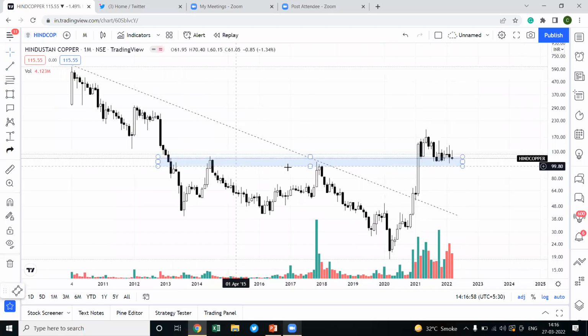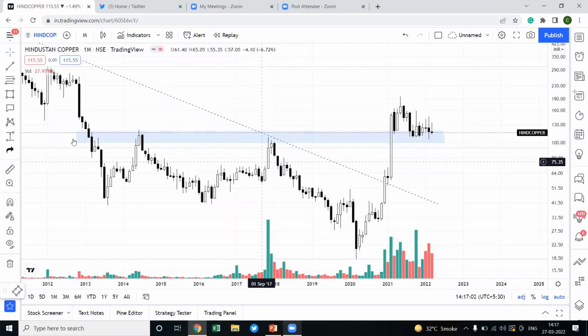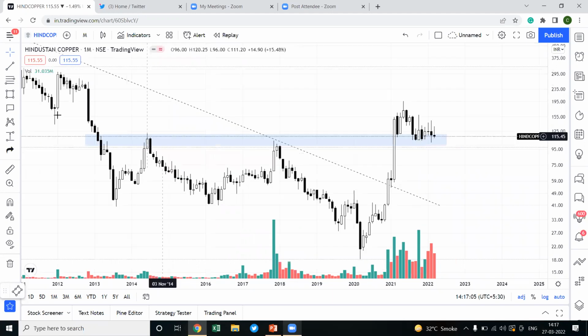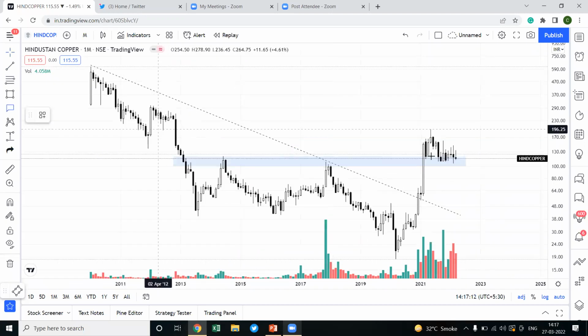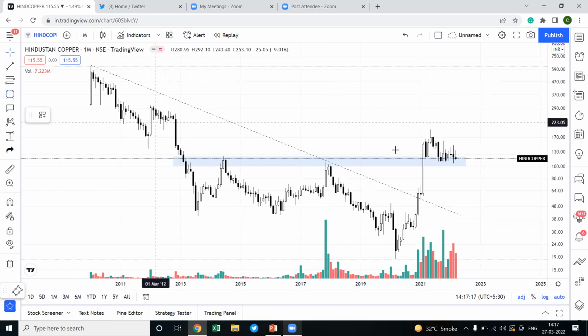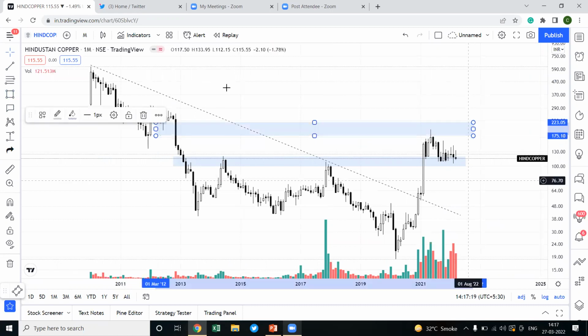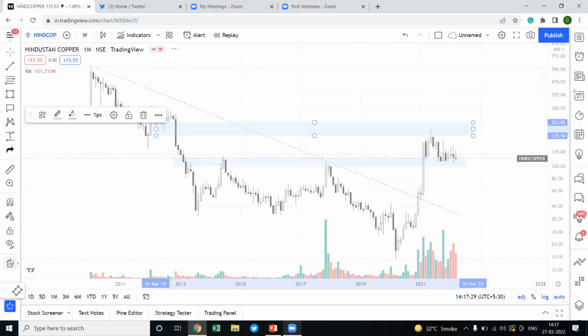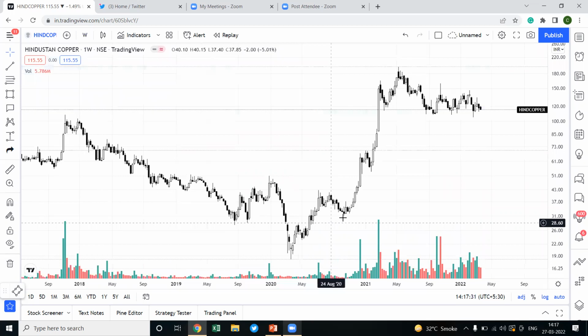This was a particular resistance zone for Hindustan Copper, that is 98 to 100 levels, and it is respecting those levels since a long time. So on the monthly chart, this is a particular range for Hindustan Copper. It has good support at 100 to 110 level, whereas the resistance is near the 160 mark. The stock would be in momentum once it crosses the 160 mark.